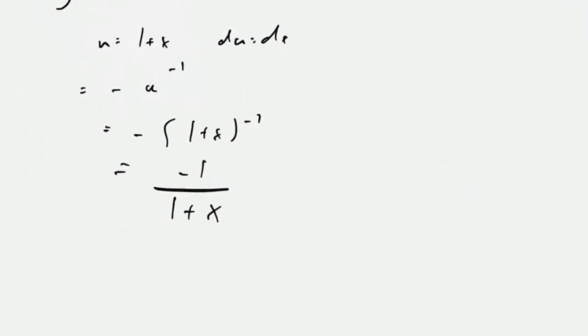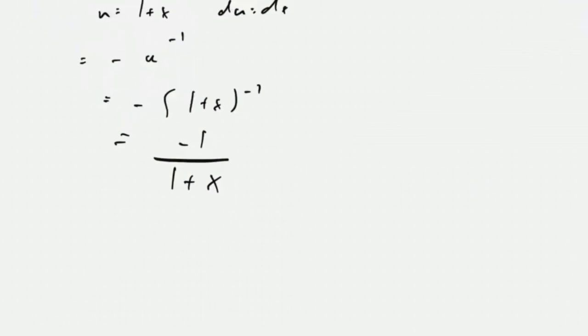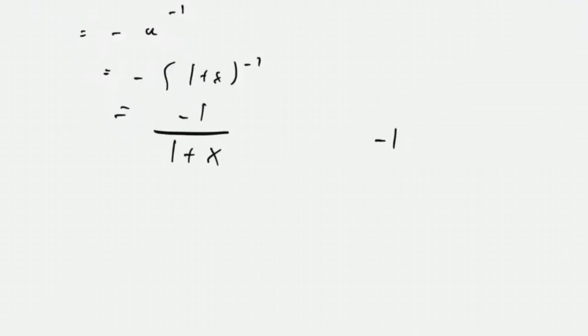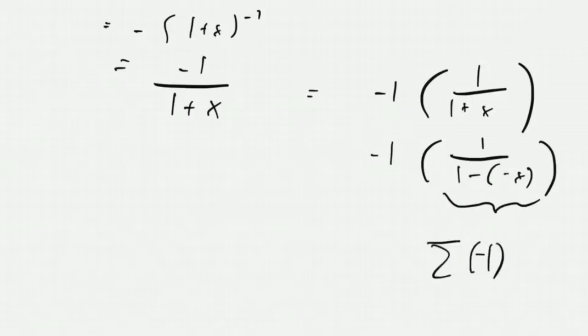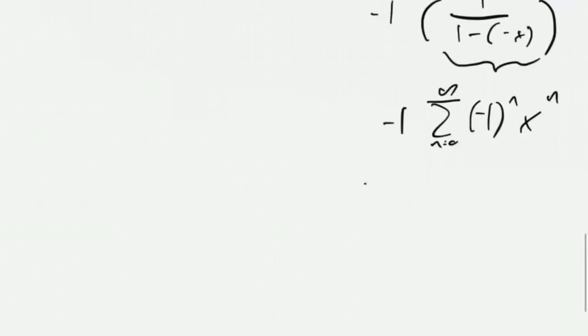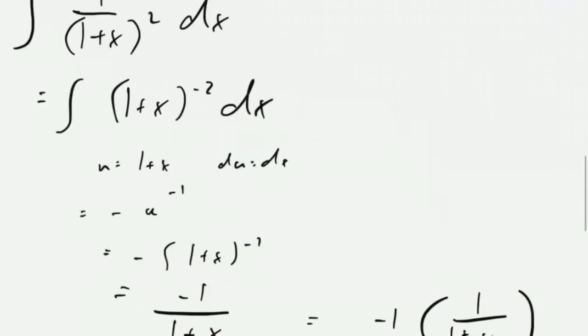Now, can I find a power series for this? Yeah, I can, right? I pull out the -1, and I have 1 over 1 plus x. I change that to this. Okay. I can find a power series for this. It's this. I got a -1 out front. Okay, I know I'm going really fast, but you can rewatch and slow it down.